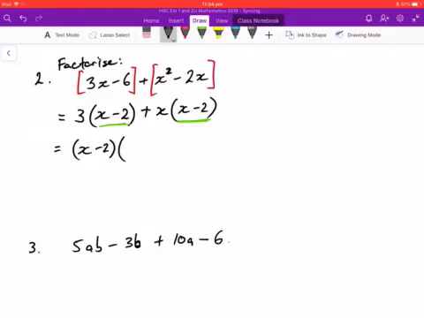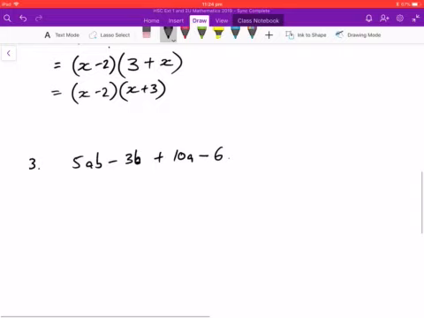Now this first set of bracket, I've got 3 times x minus 2. What am I left with if I factor out the x minus 2? Well, I'm just left with 3. The second term, I've got x times x minus 2. Well, if I divided out the x minus 2, I'm simply left with x. So this becomes x minus 2, and just for neatness, I seem to like to have the x first, x plus 3. X minus 2, x plus 3 is what we end up with if we factorize it.